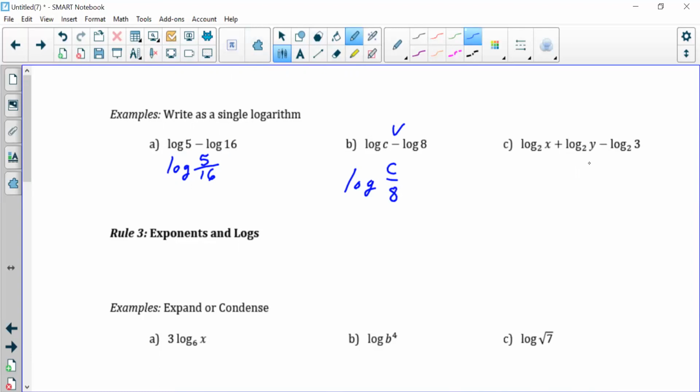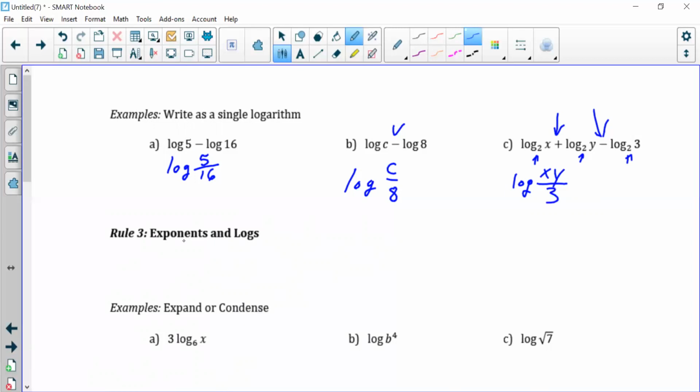Next one, oh, we've got 3 parts. Our rules don't change though. Make sure that you're looking at the bases. They are all the same, so we can combine these. So plus, so multiplication first. So this is the log of x, y, then subtraction. So then we're going to divide that, divided by 3. All right, everybody following so far?